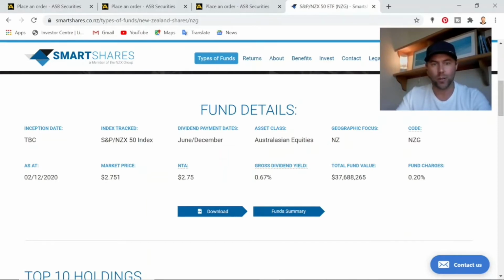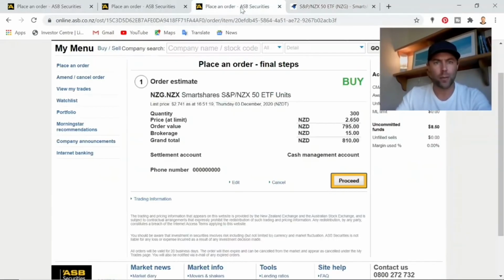Net tangible assets at $2.75 there. Dividend payments twice a year. Total fund value coming in at $37 million. Like I said, this is quite a new fund for Smartshares. But anyway, that's enough about that.